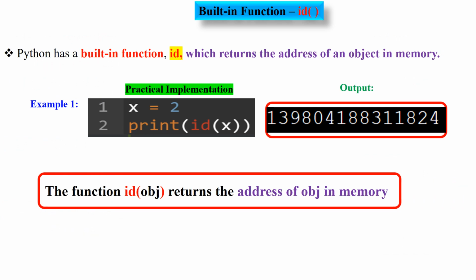Let's learn about the use of id and use of is to deepen our understanding of what's happening under the hood when using Python to create and modify objects. Python has a built-in function, id, which returns the address of an object in memory. In this example, we created an object by the name of x and assigned it the value of 2. We then used id of x and discovered that this object is found at the address 139804188311824 in memory.